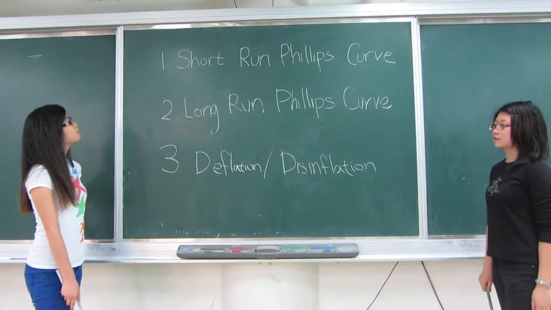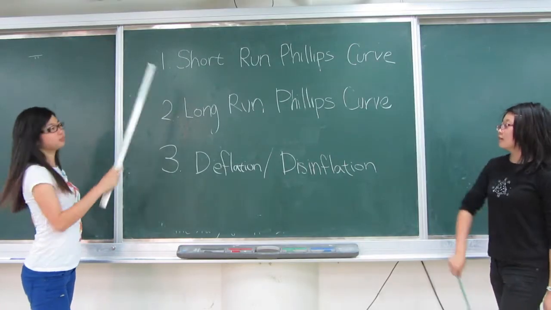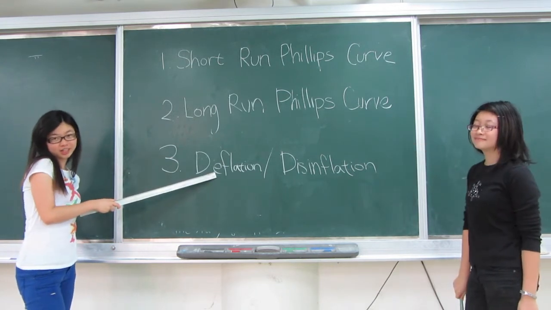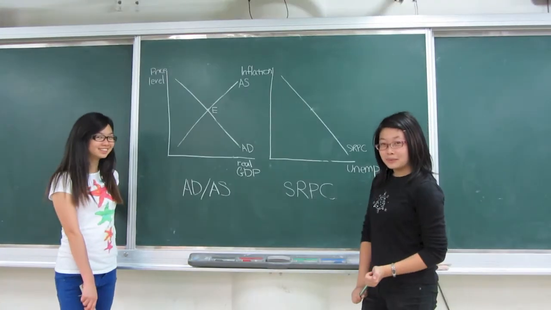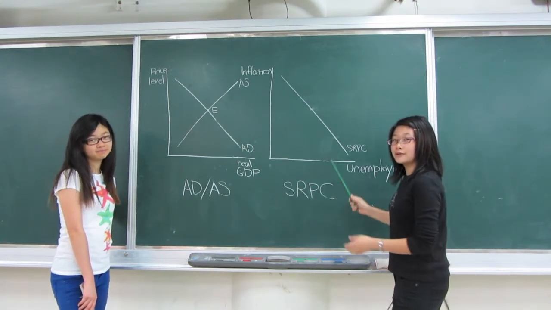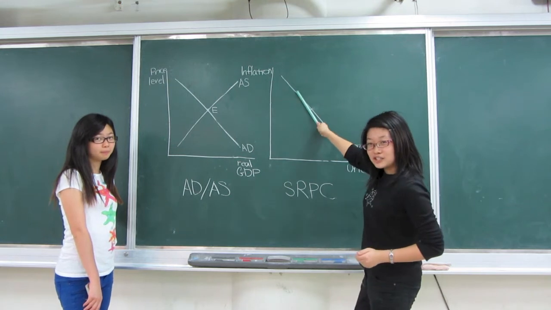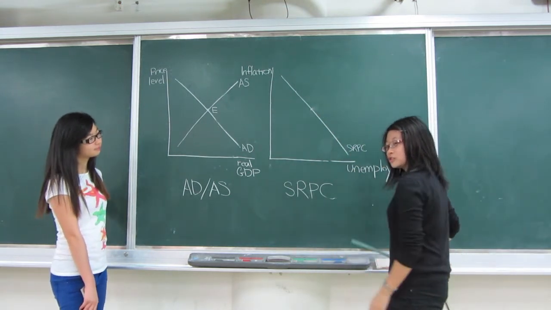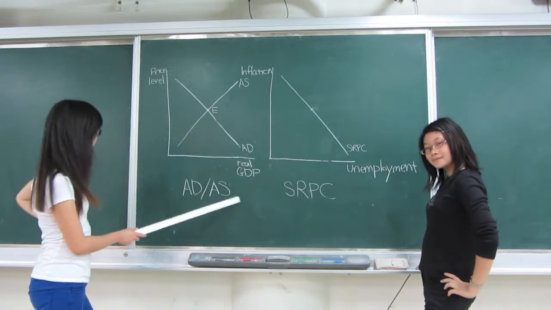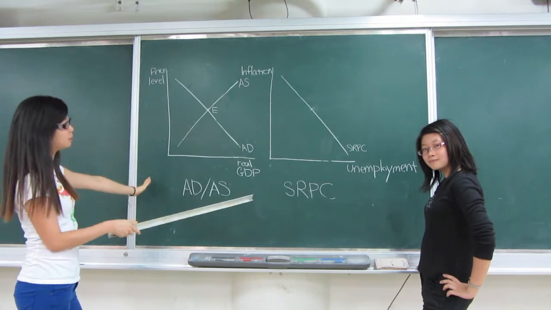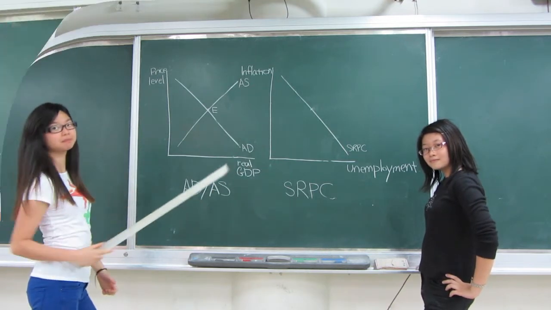Today we're going to be talking about the short-run Phillips curve, the long-run Phillips curve, and deflation and disinflation. So, Econ babies, here is the SRPC graph. It shows the trade-off between inflation and unemployment because there is an inverse relationship. That's right. And over here is the AD and AS curve. And as you can see, it's basically just a mirror image of SRPC.